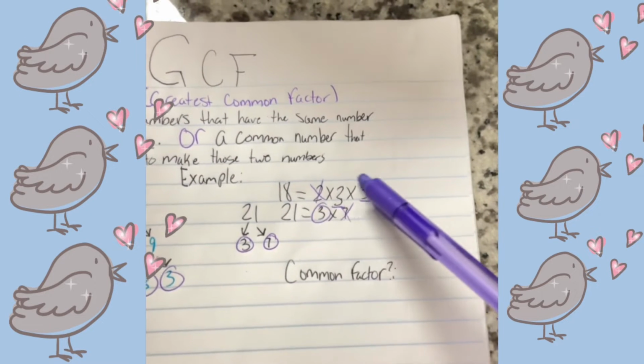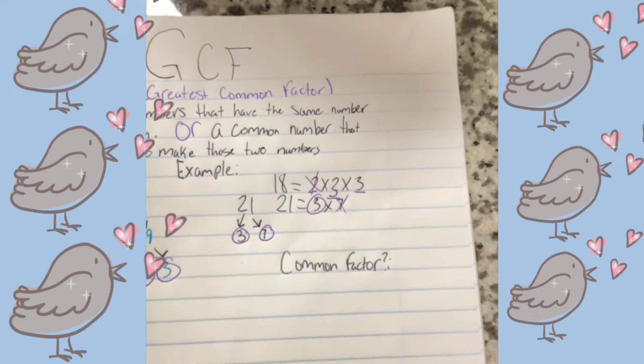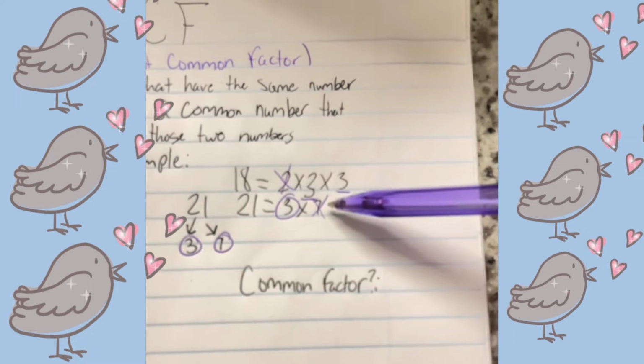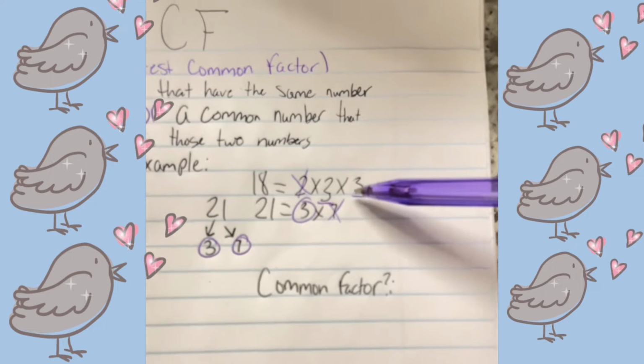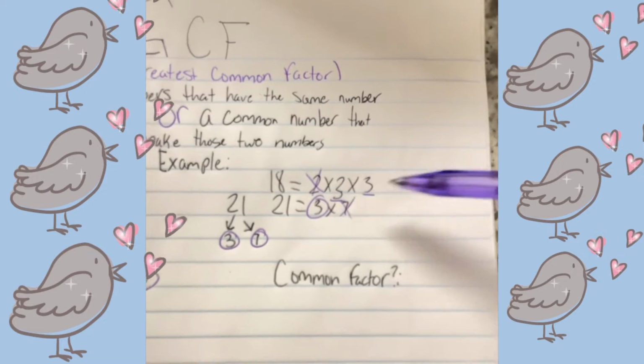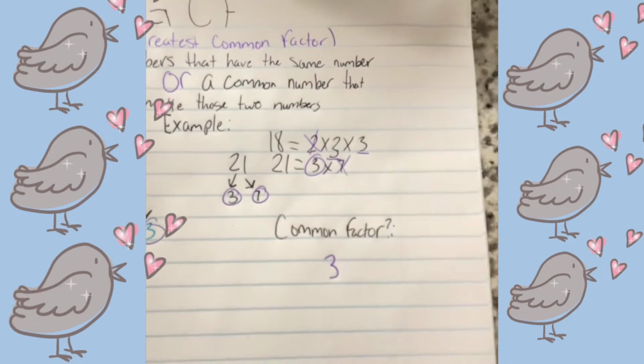Then you will look among these and see what is the common factor. Well, we know that it's not 2, and we know that it's not 7. We know that the number that appears the most, that is also the greatest number, will be 3. So 3 is our greatest common factor.